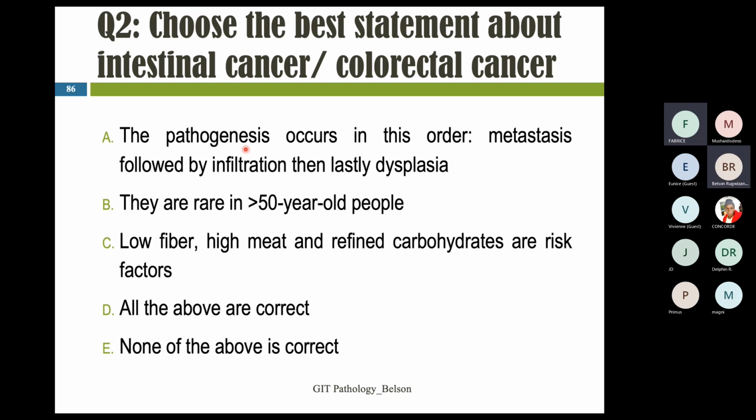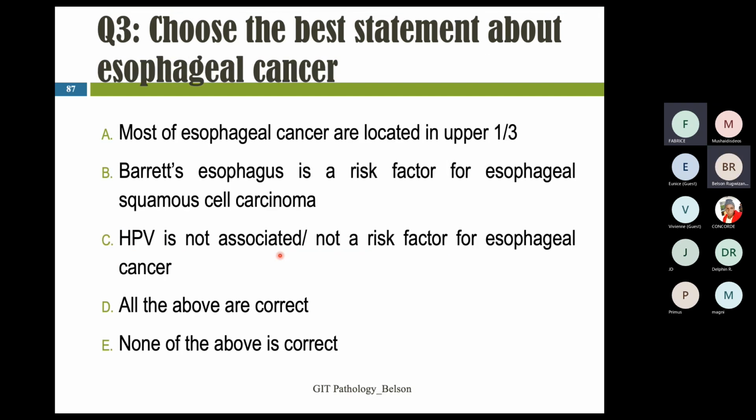Okay, so you are right. So C is correct. So these cancers, they increase in incidence as the age increases. So this cannot be true. B cannot be true. And the A cannot be true. Metastasis comes after. So it starts with dysplasia, then a tumor infiltration, metastasis comes afterwards. So C is the one which is true. So it changes its color.